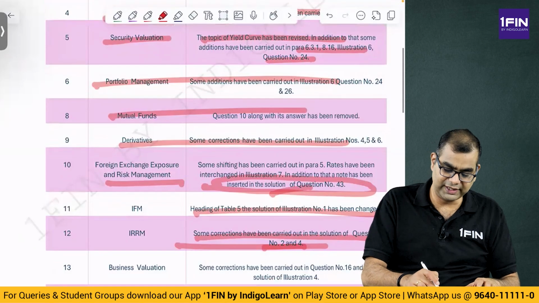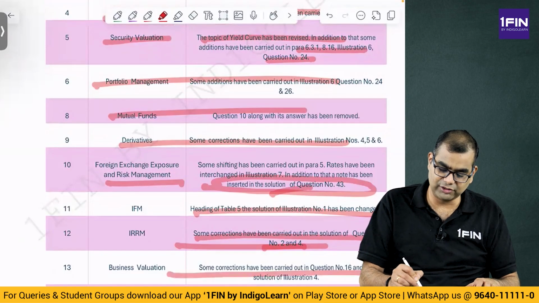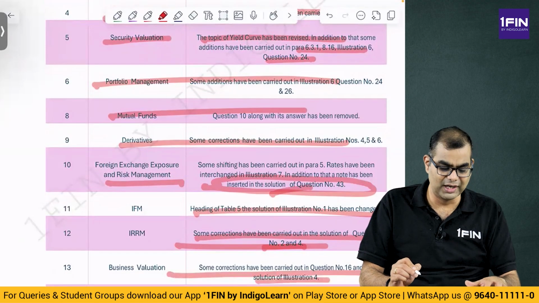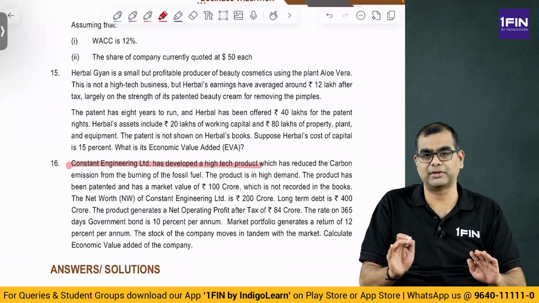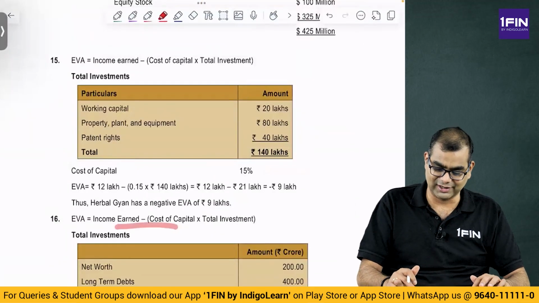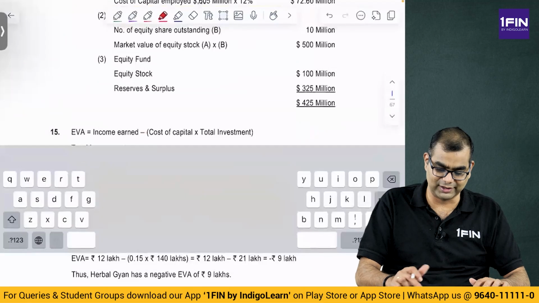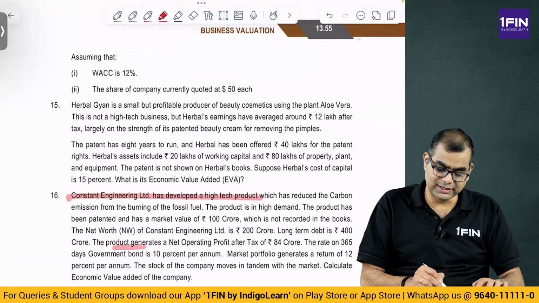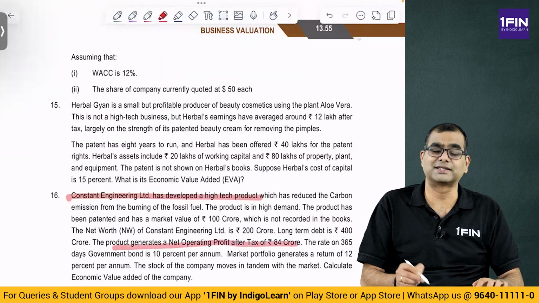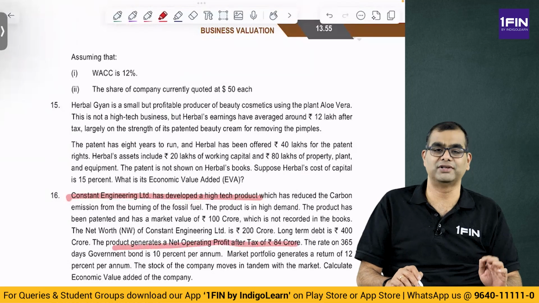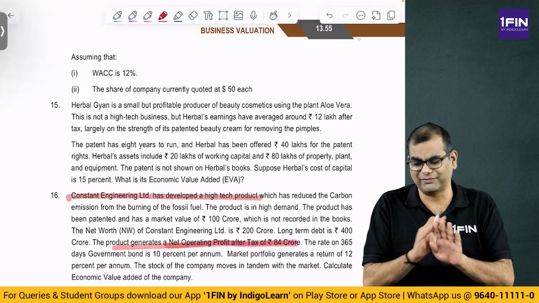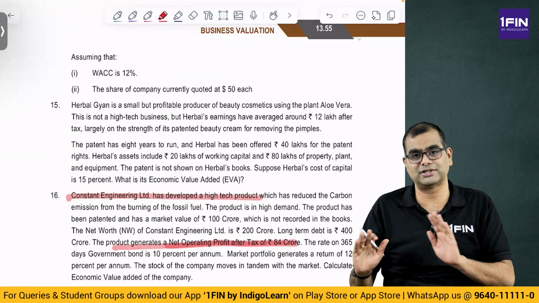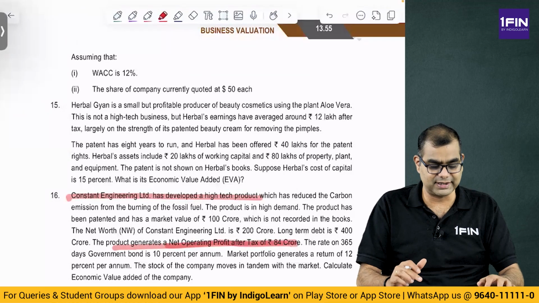Then finally, business valuation. Some corrections have been carried out in question 16 and illustration 4. This also is nothing much. This is the cost and engineering question. I'll tell you what the error was also. It took me quite some time to figure out what the error was. The product generates net operating profit after tax. Here in the previous syllabus they had given revenue. Instead of calling it NOPAT, they had given it as revenue. That's all, a very minor change, whereas the problem was solved as NOPAT. So very minor changes.